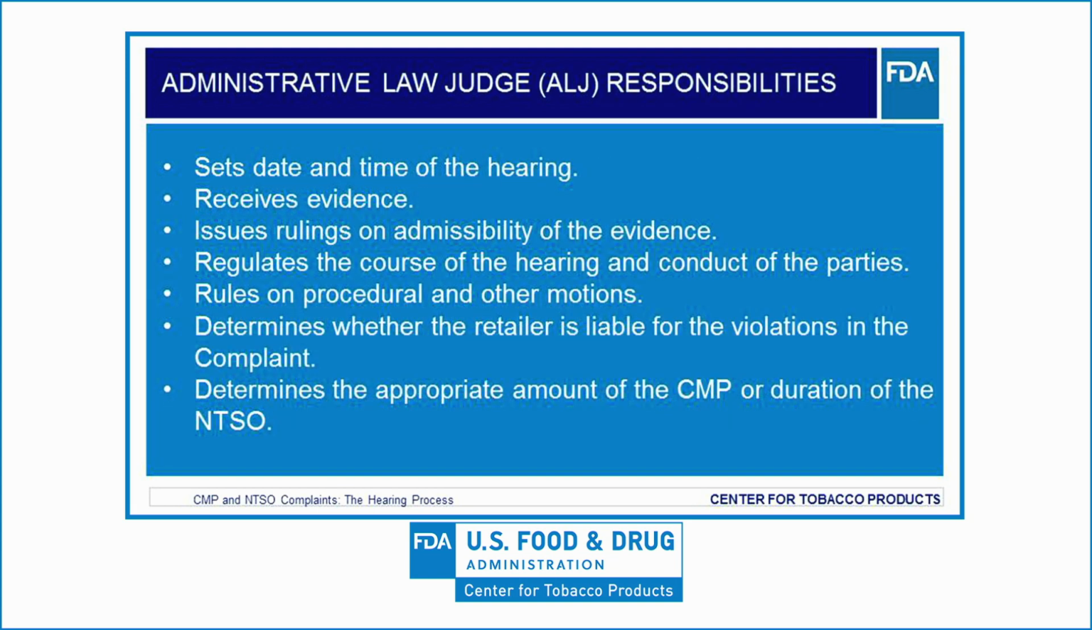Some examples of an ALJ's responsibilities include setting the date and time of the hearing and deciding requests for extensions, receiving evidence as part of the hearing, issuing rulings on admissibility of the evidence, in other words, deciding what evidence is allowed to be considered. Controlling the course of the hearing and the conduct of the parties. Ruling on procedural and other motions. Determining whether the retailer is responsible for the violations alleged in the complaint, and determining the appropriate amount of the CMP or duration of the NTSO.